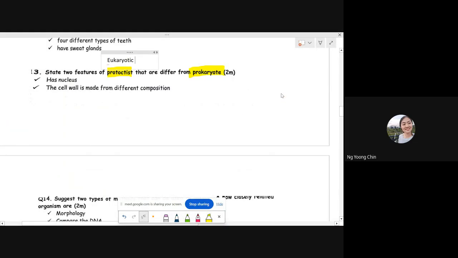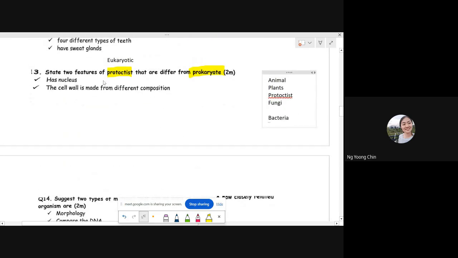Remember that in the five kingdoms that you learn about, you learn about animals, plants, protists, and also fungi, and then the last one, bacteria. So the first four are all classified under eukaryote. So now the question asks to compare the difference between the eukaryotic cell, which is the protist, and the prokaryotic cell, which is the bacteria. So the answer is similar again.